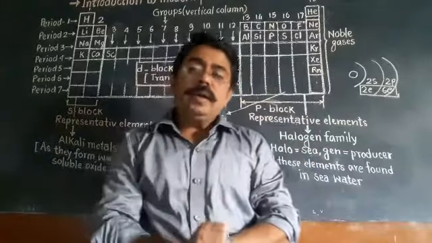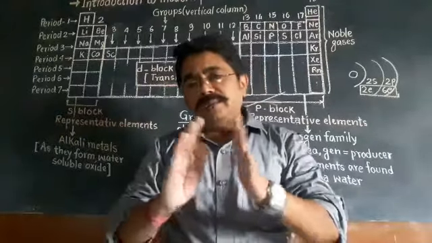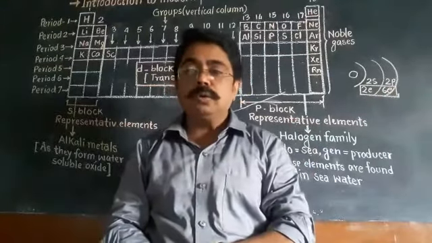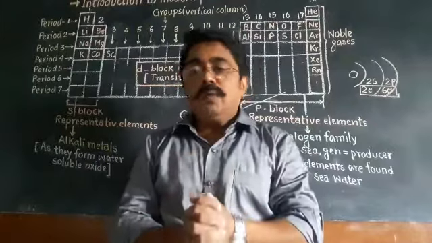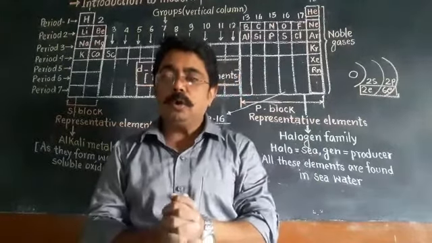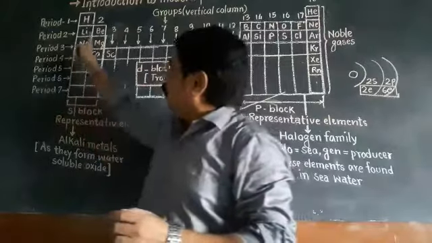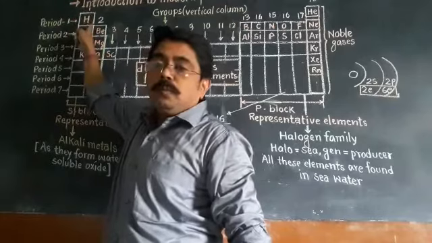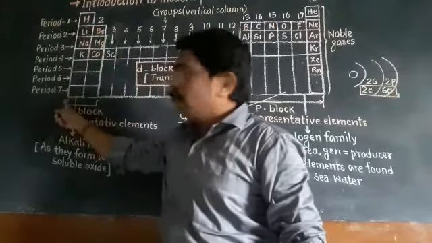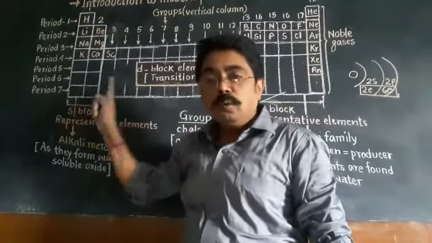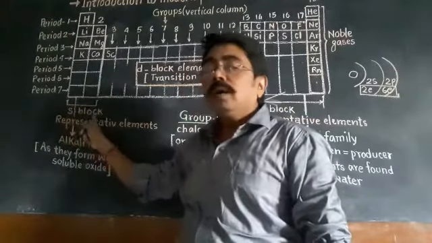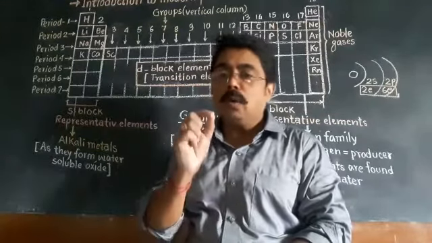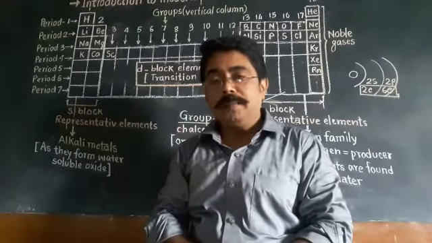Now, the modern periodic table has been divided into blocks. There are 4 blocks. See, which are the blocks? This one, group 1 and group 2. Please pay attention. This is group 1 and this is group 2. Group 1 and group 2 together are called S block elements.